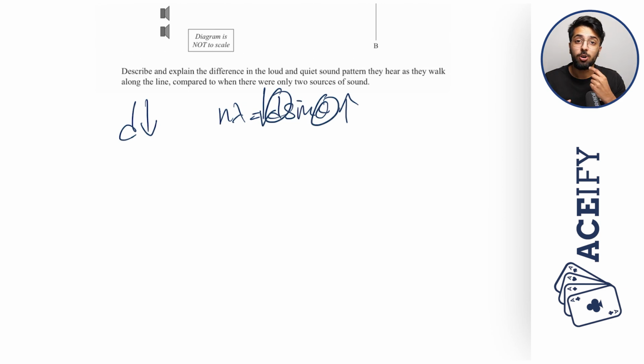On the other hand, constructive interference only takes place when we have a whole number of wavelengths for the path difference. And due to the fact that destructive interference is more prevalent, these loud spots are going to be much louder and much more defined.